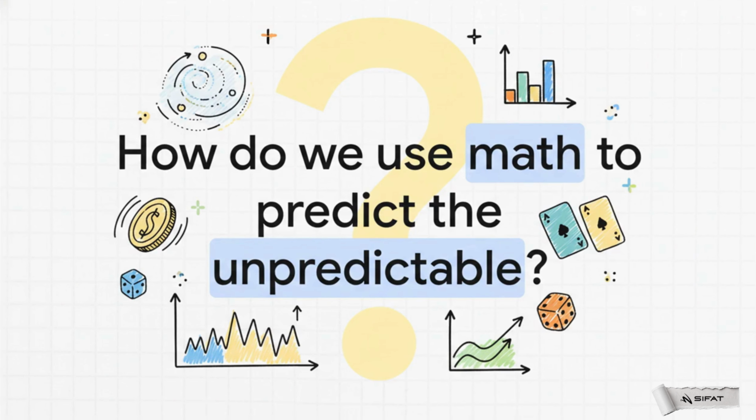So this is the big question, right? I mean, think about it. From flipping a coin to the wild swings of the stock market, our world is just full of random events. So how in the world do we get a handle on them? How can we build any kind of mathematical model for something that's, by its very definition, unpredictable? Well, that's exactly what we're going to unpack.